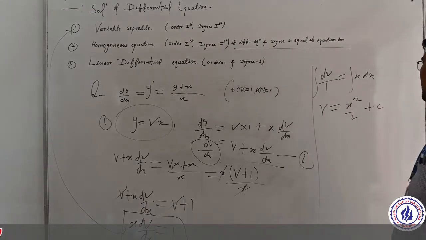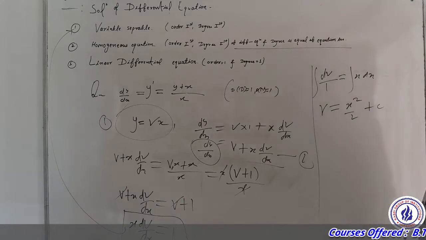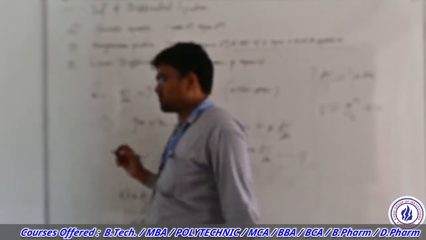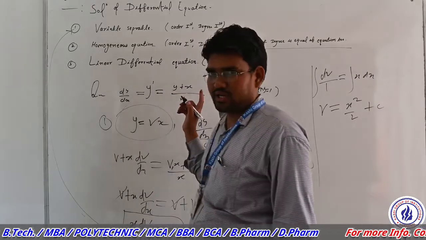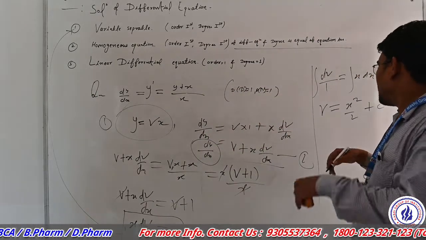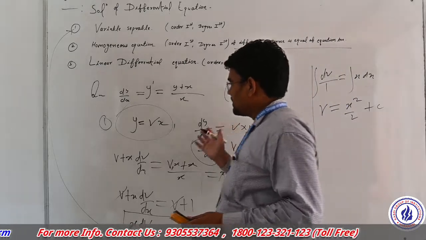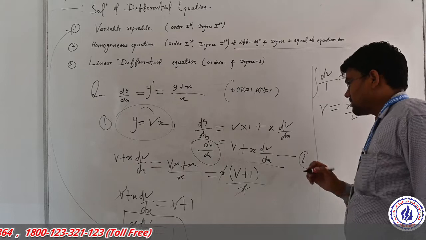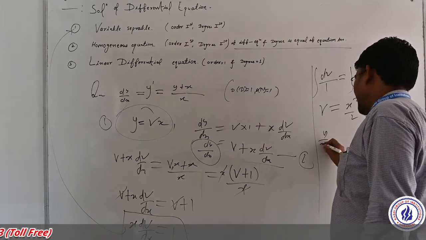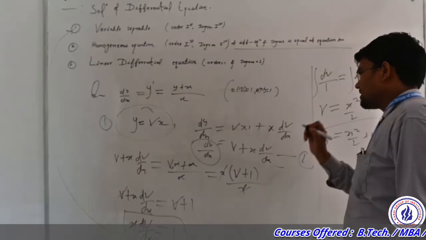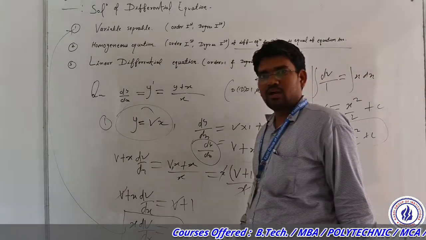Now we need to put here a constant c, and also eliminate the v, because our initial equation is in terms of y equal to v in y and x only. So it is our requirement to have the final result only in the initial variables. So here, in place of v, we have y by x square by 2 plus c. So this is our final result.